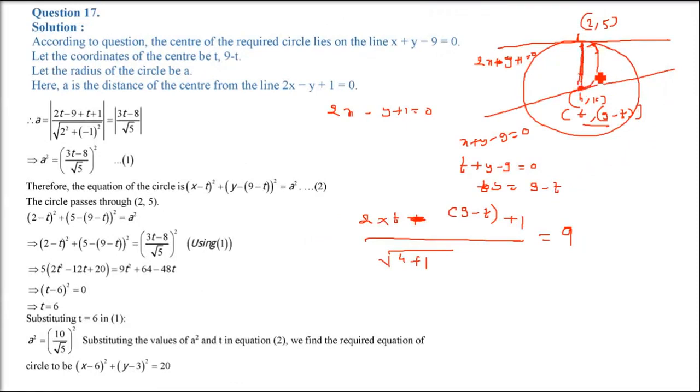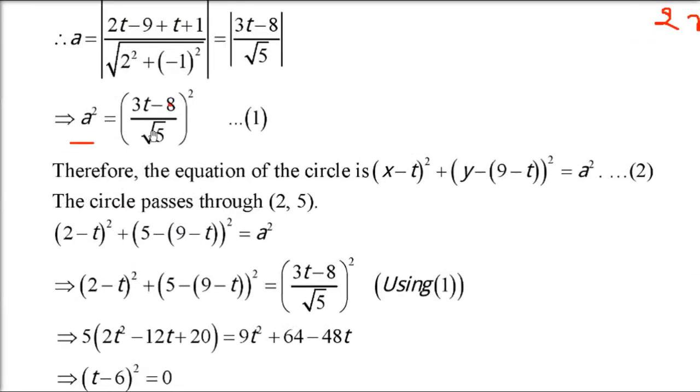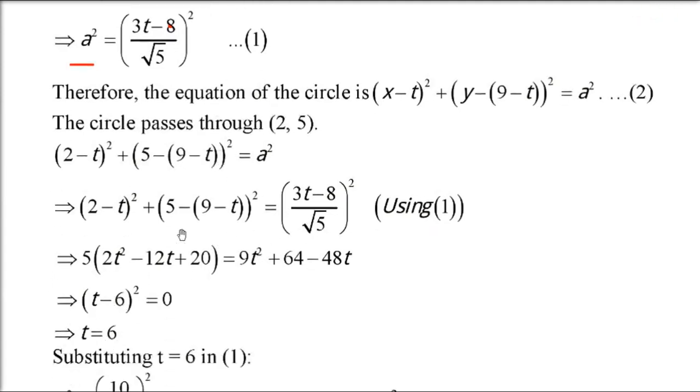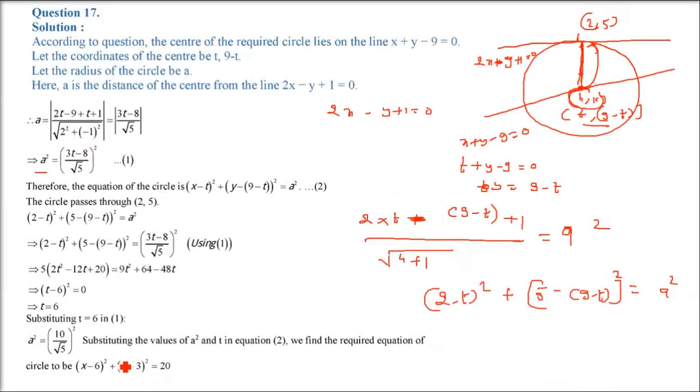Now since this distance is also the radius, you can take the distance formula, with x1, y1 as 2, 5 and x2, y2 as h k. So 2 minus t whole square plus 5 minus 9 minus t whole square equals r square, radius square. These two r squares you can compare. The first condition and the second condition both give r square. Just equate them and solve for t. It will be quite easy. It's evident from here that t will directly come as 6.